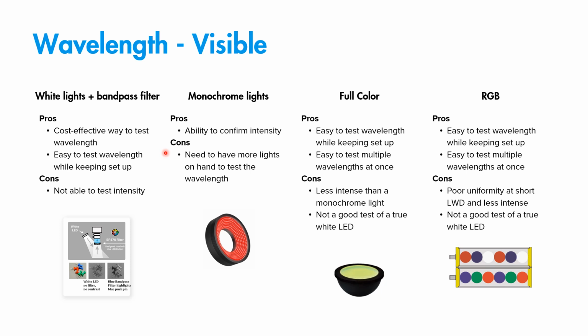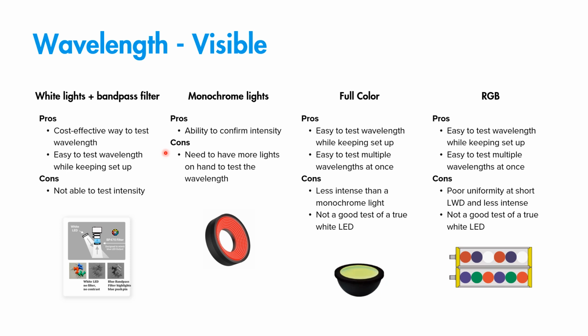All you have to do is plug in different channels and it will turn on the different colors. And you can also test multiple wavelengths at once. So you can have the red channel and the blue channel turned on, and you can see if that magenta color will make your image better or not.